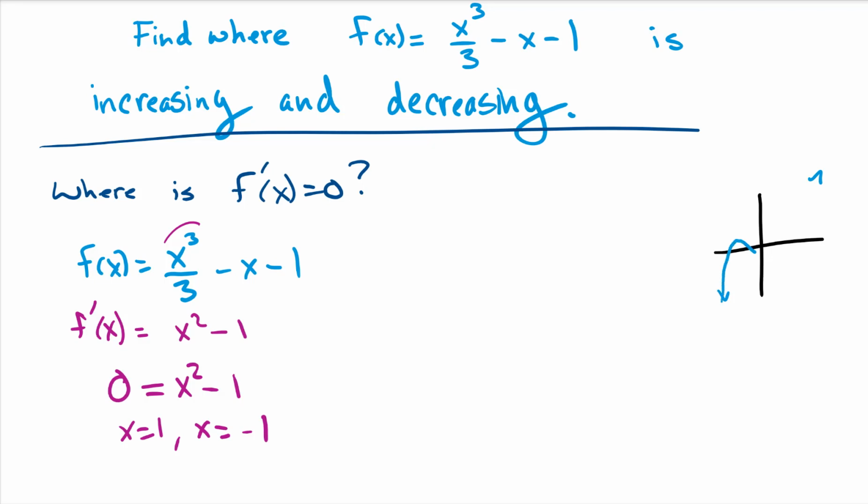So maybe it does something like this. Well, it can't come in from the top left and go down to the bottom right. That's impossible. So I already know where it's increasing and decreasing, just because I know the basic shape of the graph. I know that it's increasing from negative infinity up to -1, and then from 1 to infinity. I know it's increasing there, just because I know the basic shape of the graph. If you don't know the basic shape of the graph, now here we go.